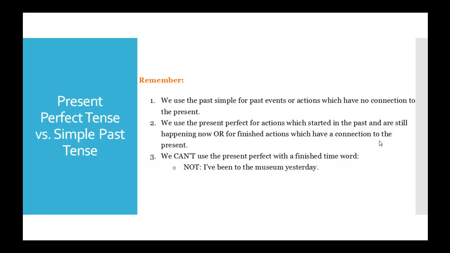Remember, we use the past simple tense for past events or actions which have no connection to the present. We use the present perfect tense for actions which started in the past and are still happening now, or for finished actions which have a connection to the present. We cannot use the present perfect with a finished time word, so it would be incorrect to say, I have been to the museum yesterday.